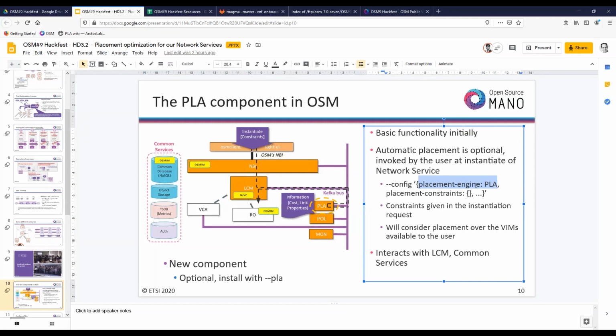Where we actually say that the placement engine should be PLA, and then we can also give some constraints. So LCM will then, rather than just defaulting to the default VIM that you have, branch out and ask PLA: how do we best position this network service among the VIMs that are available to this OSM user? So PLA will do this computation and then return back to LCM. And we'll continue just as normal then to talk to RO and so forth.